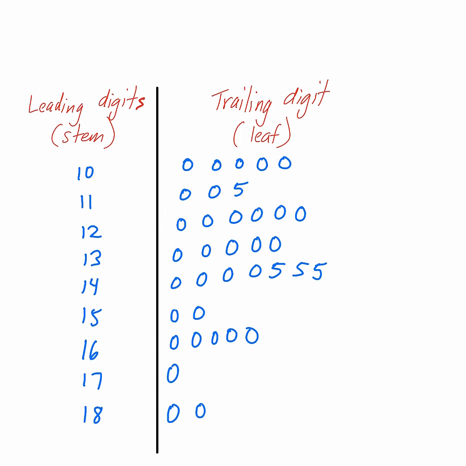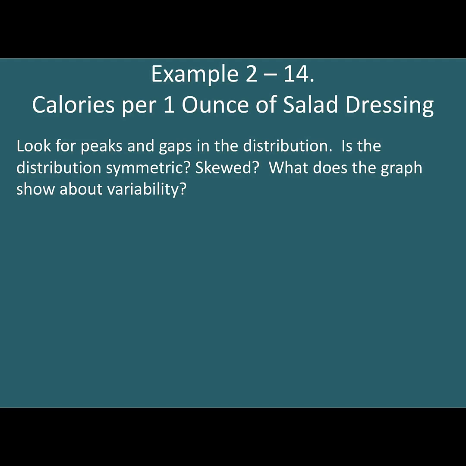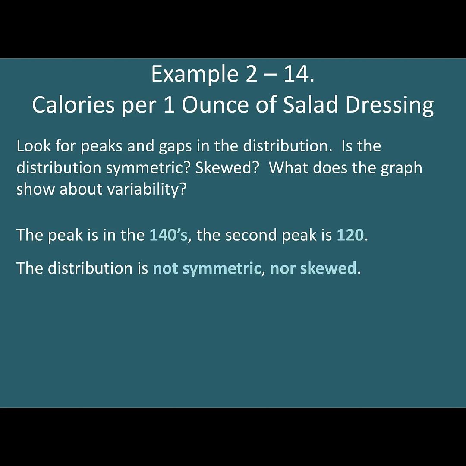And having said that, let's go ahead and look for peaks and gaps in the distribution. Is the distribution symmetric? Is it skewed? What does the graph show about variability? Well, we notice that the peak is in the 140s. There's a second peak in the 120s. The distribution is not symmetric, nor is it skewed. Seems to be more multimodal. And the data is certainly scattered in this case.